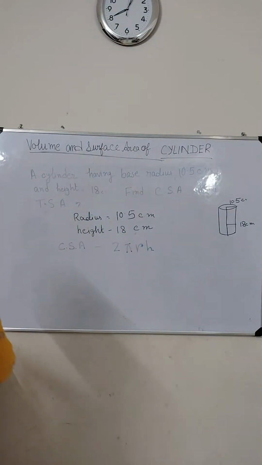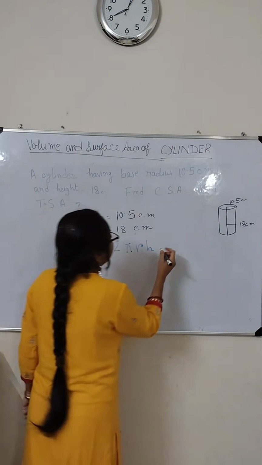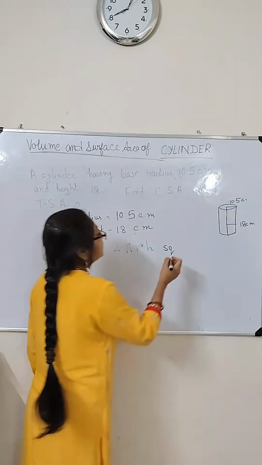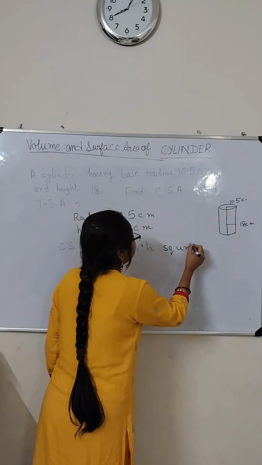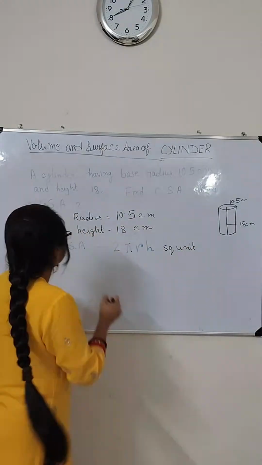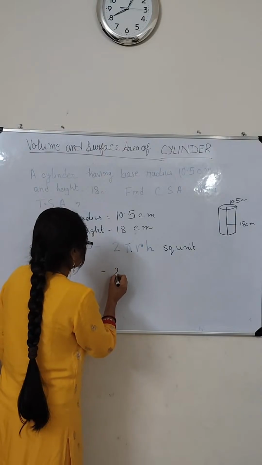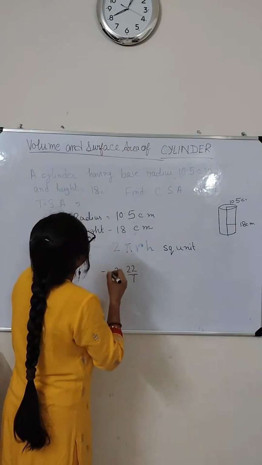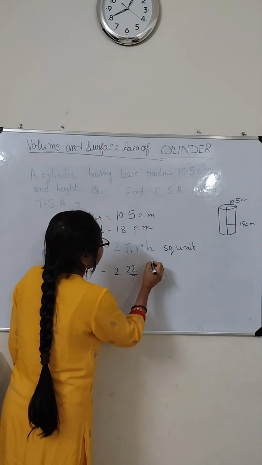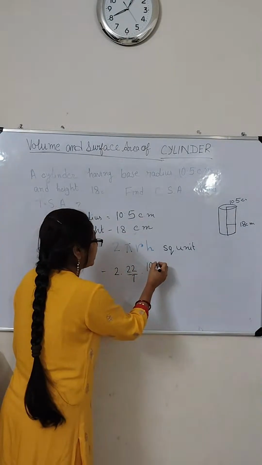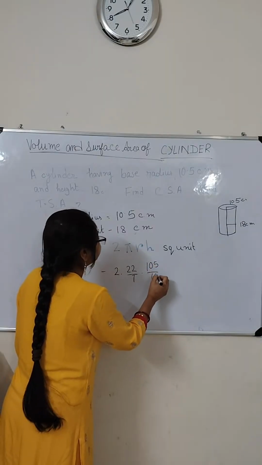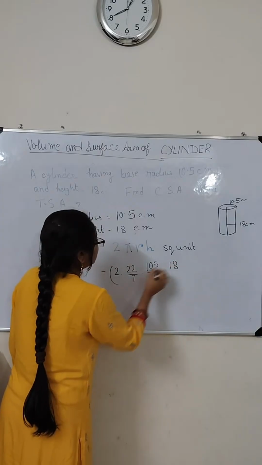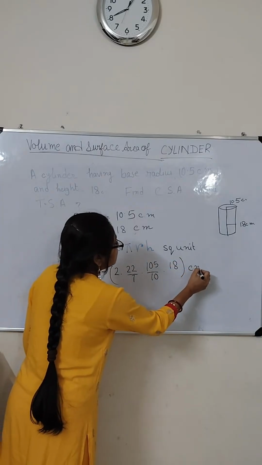Now I write the value. It is in square units. Here it is centimeter, so you write square unit after the centimeter: centimeter square. Next, 2, pi means 22 by 7, R means 10.5, I remove the decimal, 105 by 10, into H means 18 centimeters square.